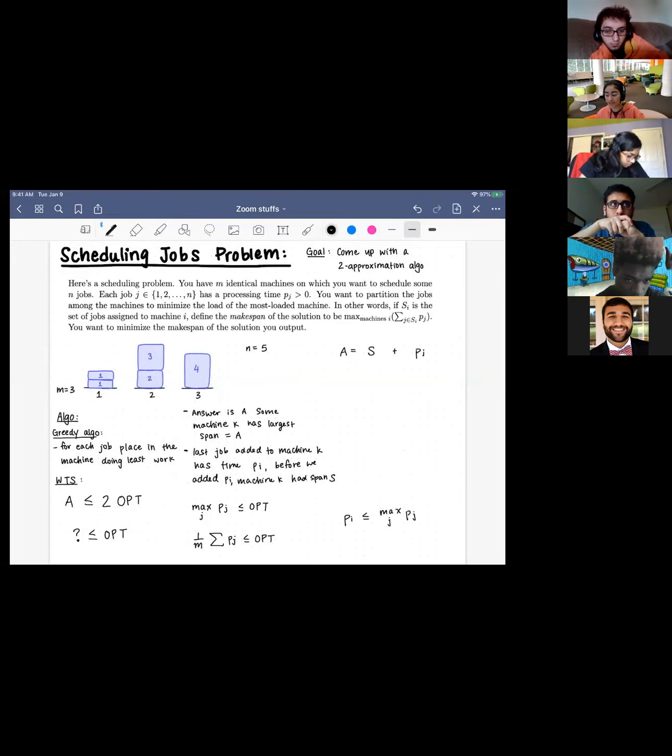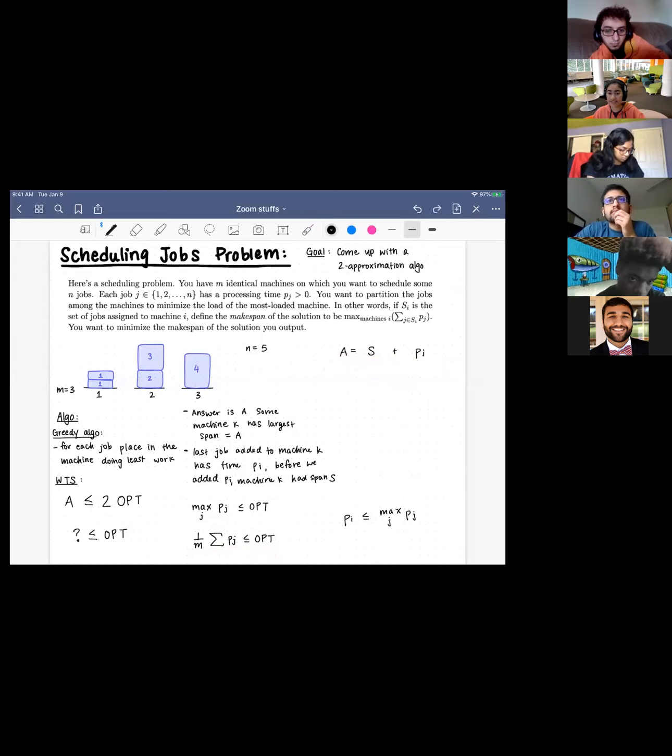And the reason we might think of this is because, well, we know eventually we want to connect A to opt, but A is connected to S and I. So if we can connect S and I to these other bounds we have on opt, we can connect A to opt. So that helps with pi.